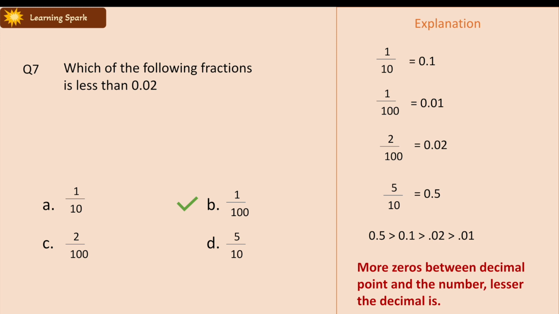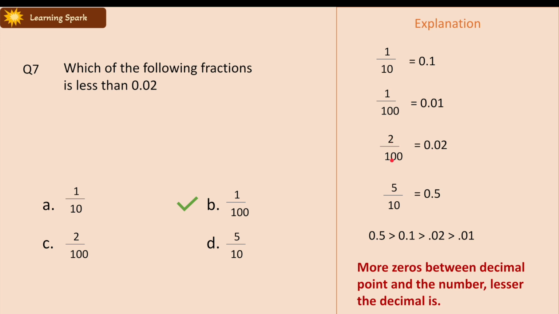All right, so you see we have taken all the answers over here and we have checked, we have converted them into decimal. Okay, so for example 1 by 10 becomes 0.1, because there's 1 zero, so we move one place towards the left, becomes 0.1. 1 by 100 becomes 0.01. Okay, we move 2 places towards the left because 100 has 2 zeros.